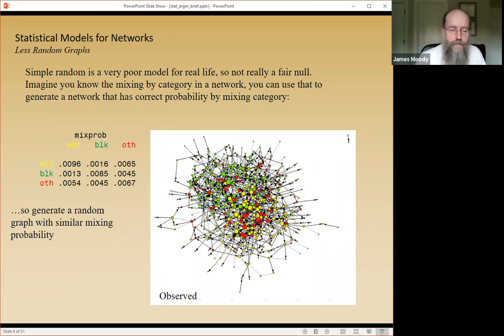Then if you think about what a random graph is, right, this notion that I'm just flipping a coin, I can flip a coin to try to match what I've seen in the real world. And so this is what I mean by those kinds of constraints. And this is a simple version of that.